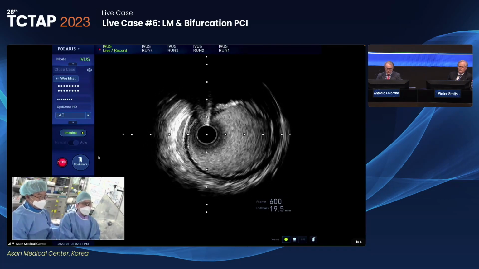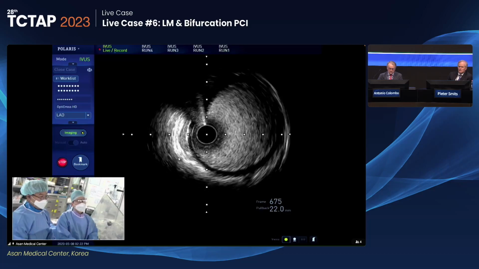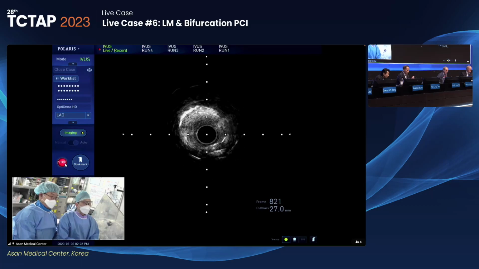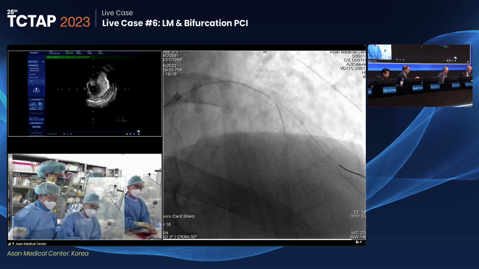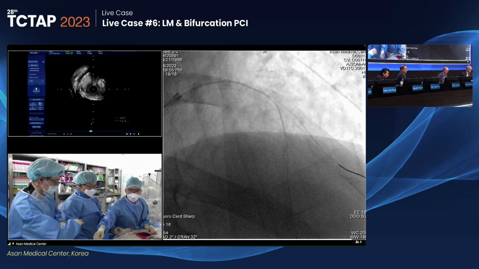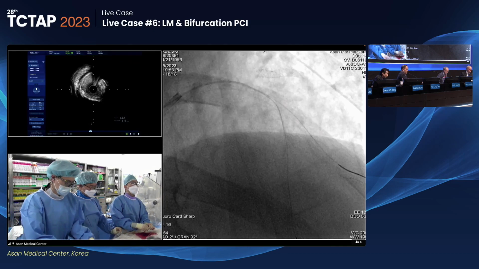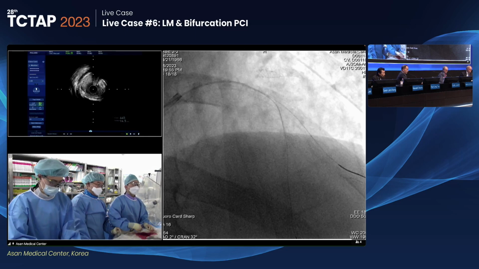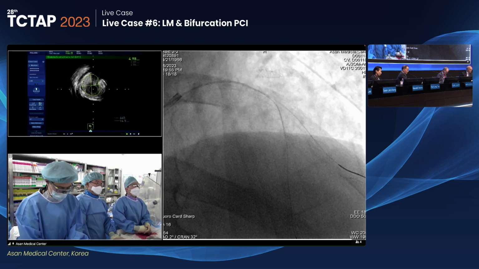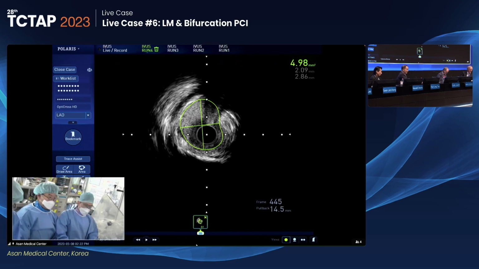If you pull back the IVUS catheter from the circumflex, the middle left main minimal lumen area is slightly smaller than the measurement from the pullback from LAD. Can you measure the MLA again from this run? Yeah, from this run, I think this left main minimal lumen area should be around 5.0. Okay, this is 5.0. Good. I have IVUS eyes.